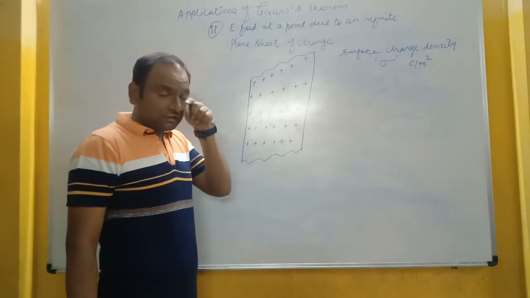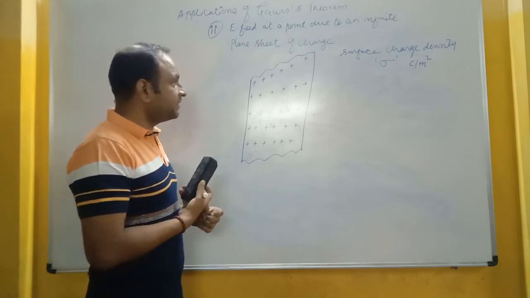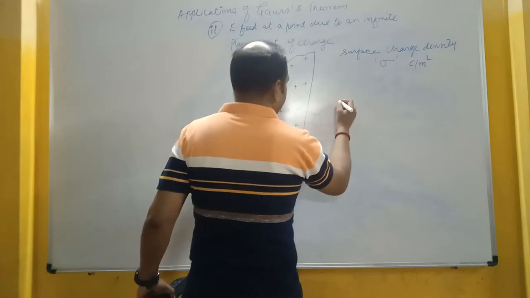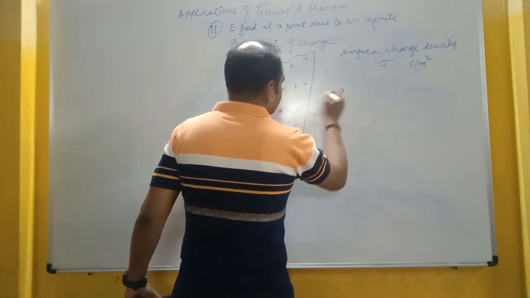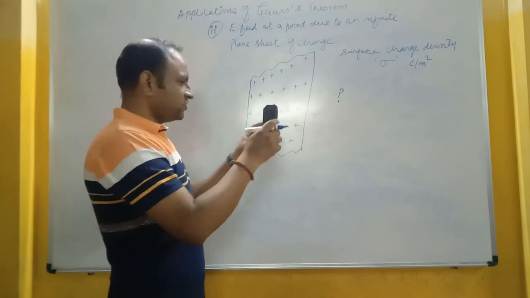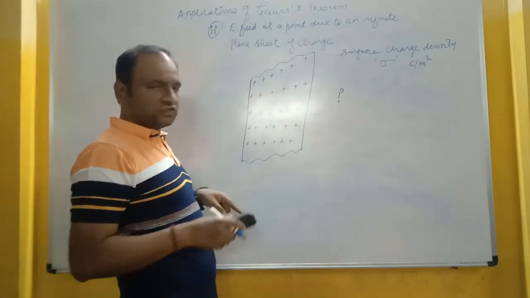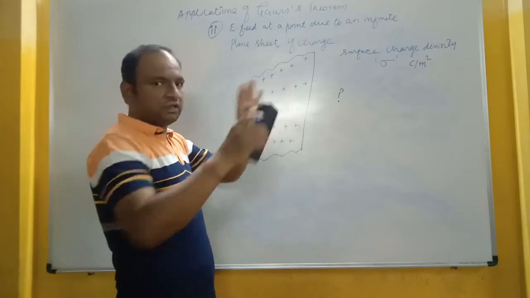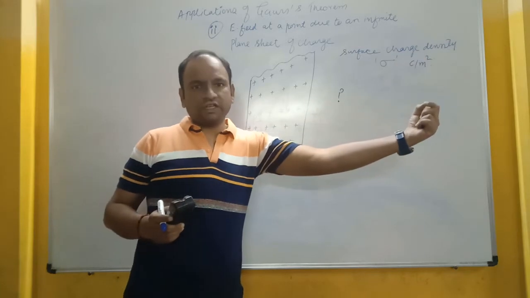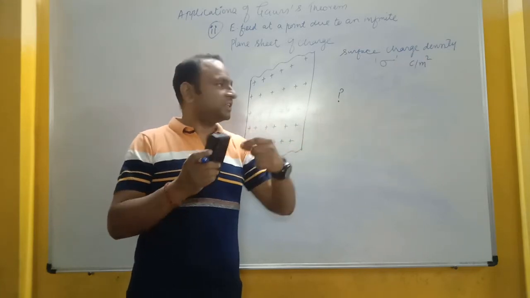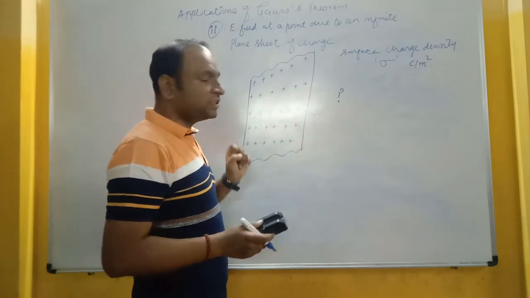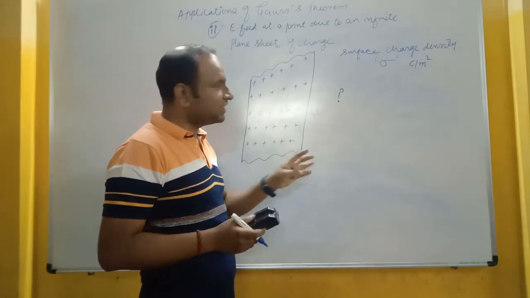Now I want to find the electric field intensity at a point. Suppose that point is P. That point P is somewhere here. You can assume your plane sheet of charge is something like this, perpendicular to this board, a huge plane sheet of charge, and this point P is just opposite to that, at a certain distance R from this infinitely large plane sheet of charge. So you have to find the electric field intensity at this very point.